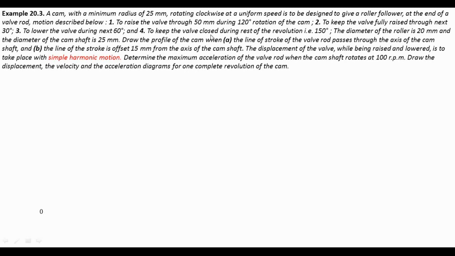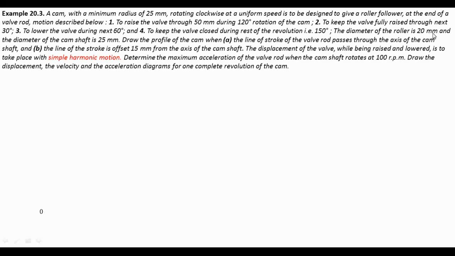And fourth is to keep the valve closed during rest of the revolution, that is 150 degree. So this is the last dwell period during which the follower will be at the bottommost position. It means that the valve will be closed for the bottommost condition of the follower, and during this period of 150-degree rotation of cam, the follower will be stationary. The diameter of the roller is 20 mm here.